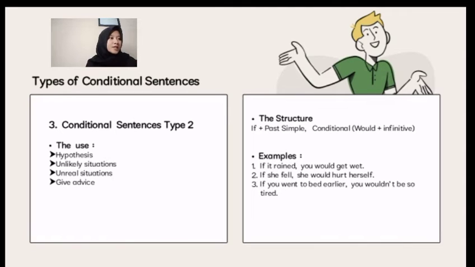The next example is, if she fell, she would hurt herself. And then the third one, if you went to bed earlier, you wouldn't be so tired. Yeah, it means that you didn't go to bed earlier, so you would be so tired. Yeah, that is the meaning. So this is not happening, or it's not the reality like that.